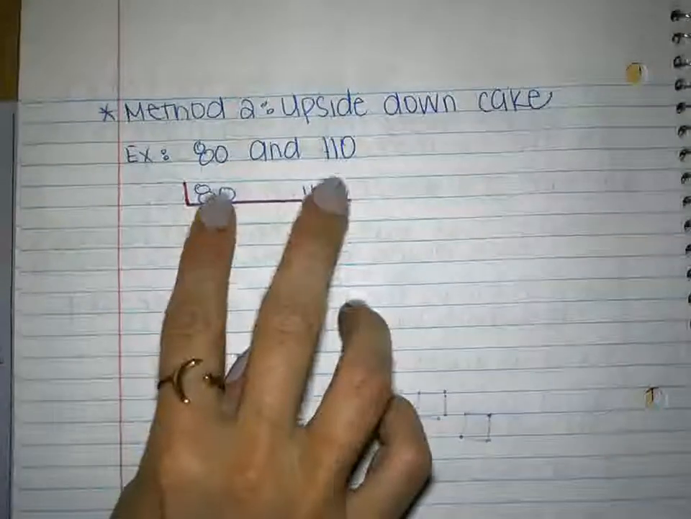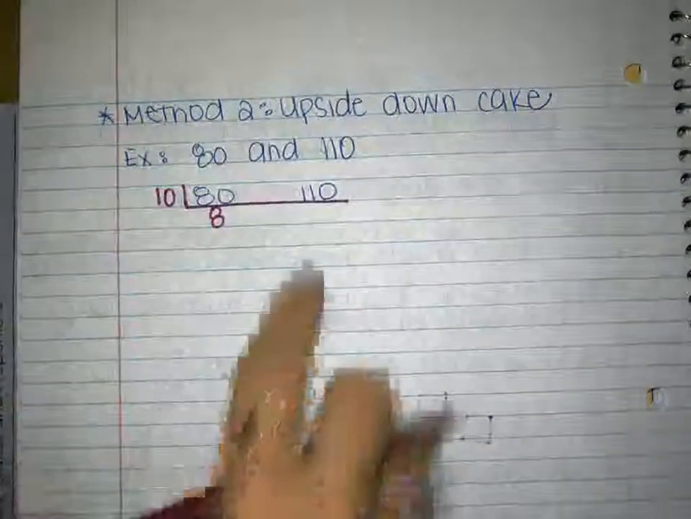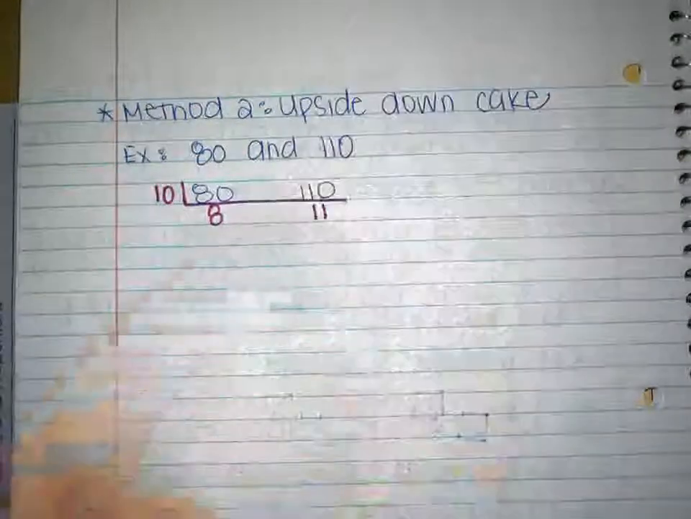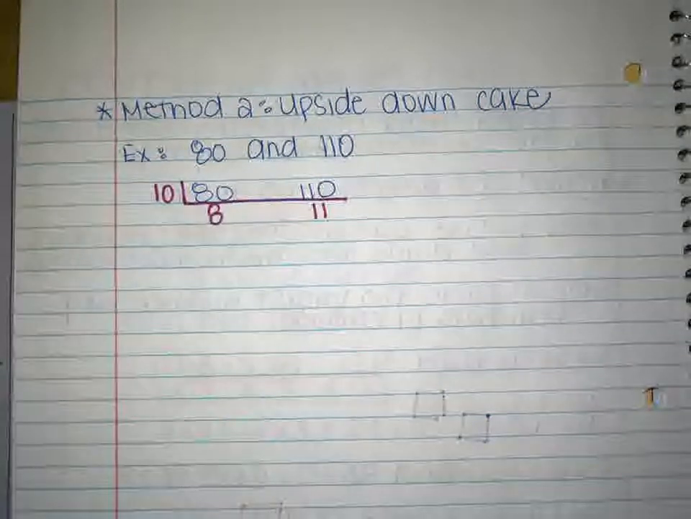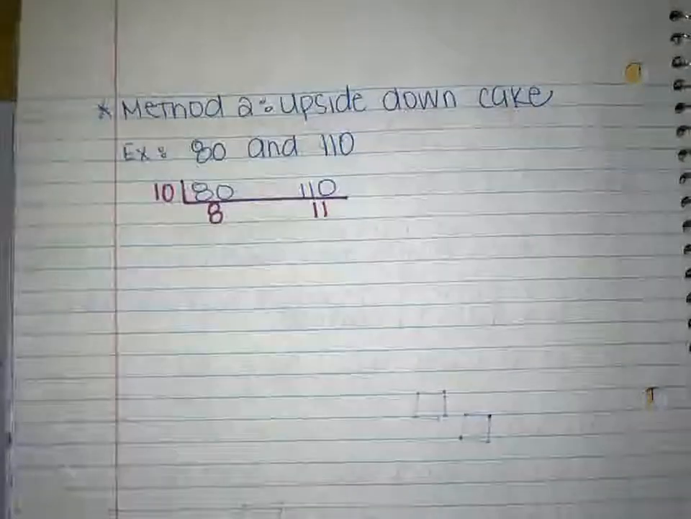Well, I see that they both end in a 0, and if numbers both end in zeros, that means I can divide a 10 out of both. So 80 divided by 10 is 8, and 110 divided by 10 is 11. So then I ask myself, can I take anything out of 8 and 11? The answer is no.